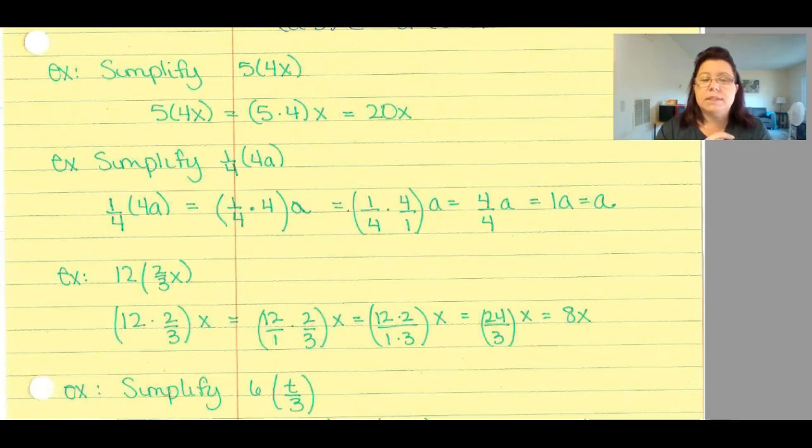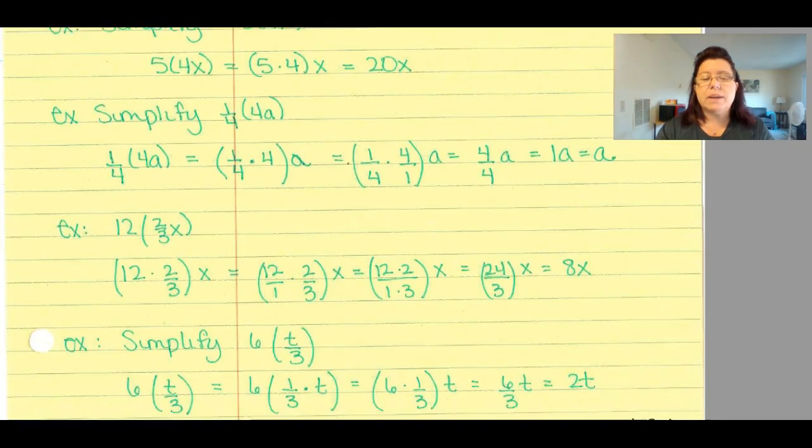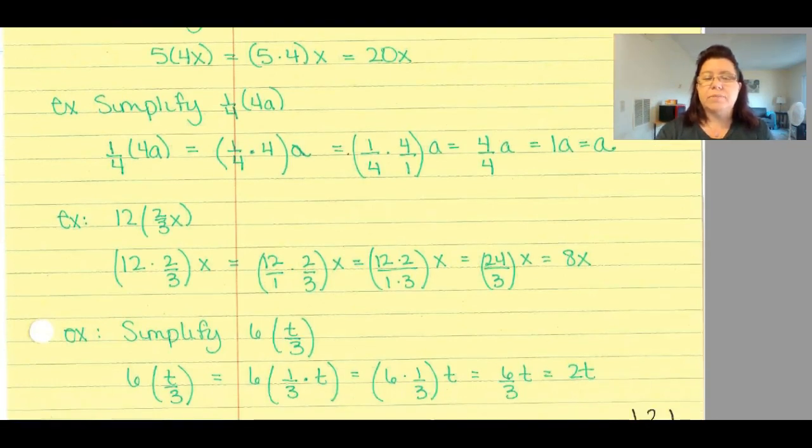Let's take another problem, 6 times t over 3. Now occasionally, however the problem is written might trip you up. Because if I regroup this, now I have 6 times t over 3. Did that really help me? Well, there's really a number in front of the t. It's a 1. So there's no rule that says I can't bring the 1/3 out front of the t. So since it's 1/3 times t, I can now regroup the numbers. 6 times 1/3. And 6 times 1/3 is 6 over 3, leading to 2t.